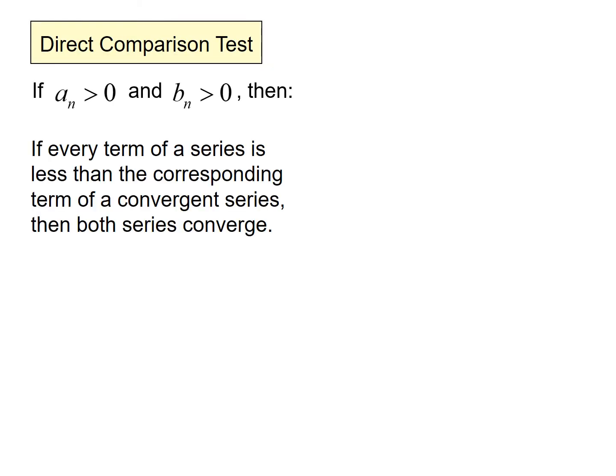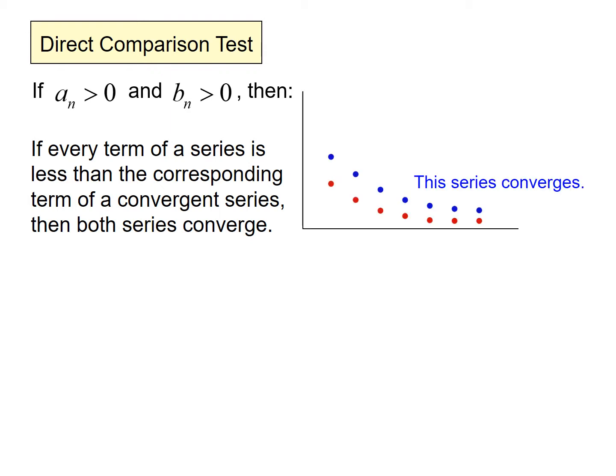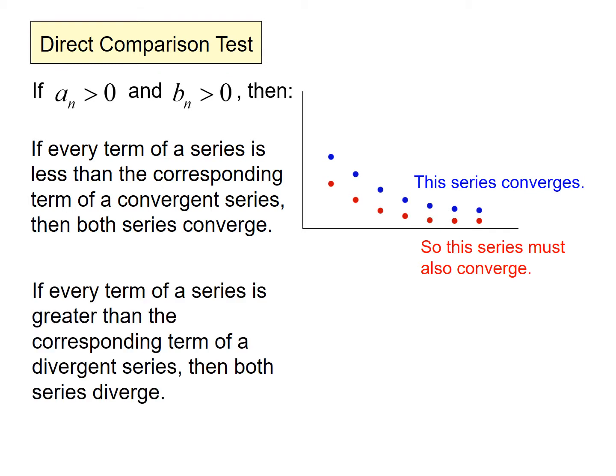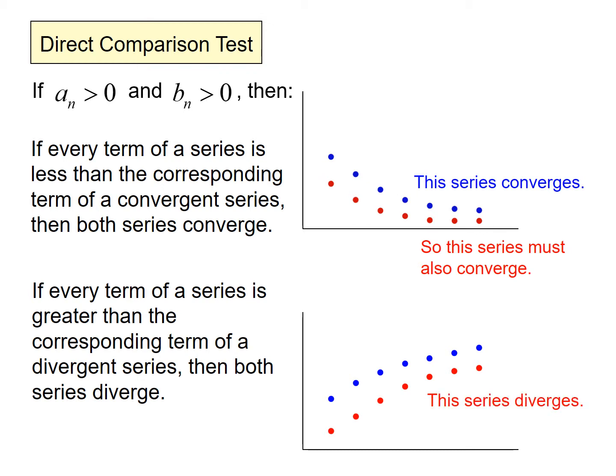Okay, let's go ahead and visualize the direct comparison test. Now, we only apply the direct comparison test if the terms of the two series are greater than 0, so we're only dealing with positive terms here. So if we have this series in blue, and if that series converges, then the series in red, which is below, must also converge. And if we have this series in red, which diverges, since the series in blue is above, it must also diverge.